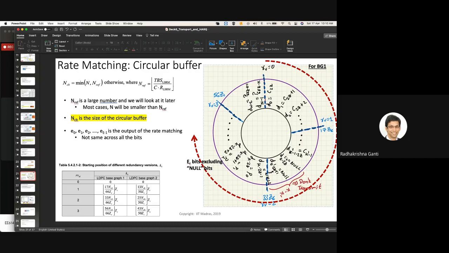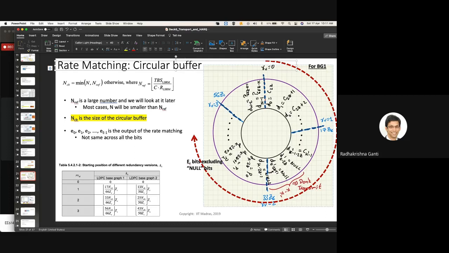Suppose this transmission failed for whatever reason. Then you get a negative acknowledgement, and then you have to retransmit. When you retransmit, there are multiple ways of doing retransmission. One is called incremental redundancy, and the other is, I forget the technical name for it, where you transmit the same bits again.